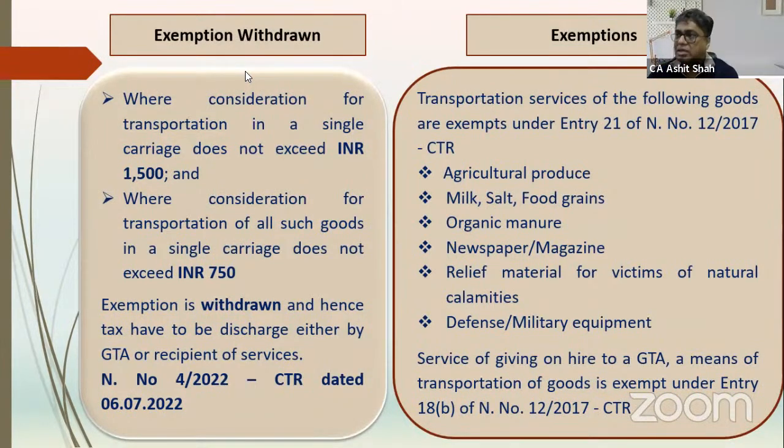Now in that case, the goods transport agent service provided by the second person to the GTA would be exempt under notification number 18 subclause B if the same is used for the transportation of goods. But here a very important thing one has to keep in mind: the transport invoice or the consignment note has to be issued by the first person who is transporting the goods of the person. Otherwise it would be difficult. So this was the exemption.